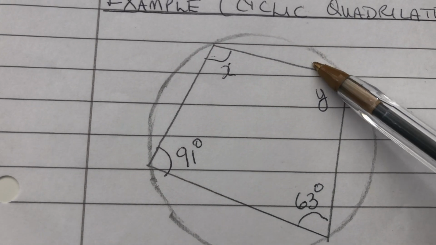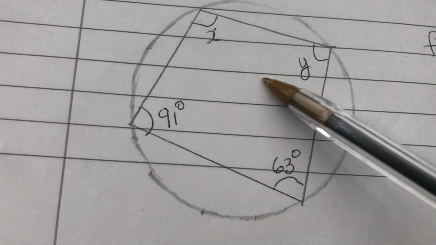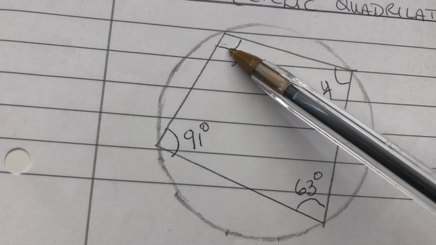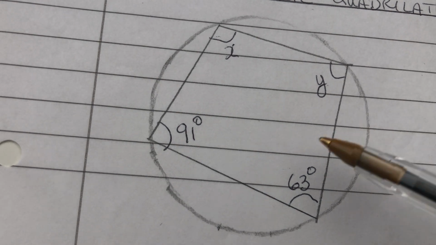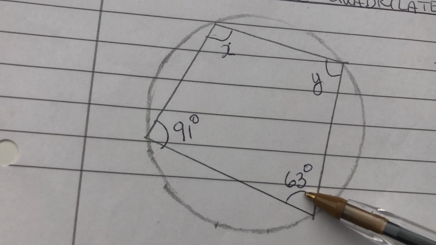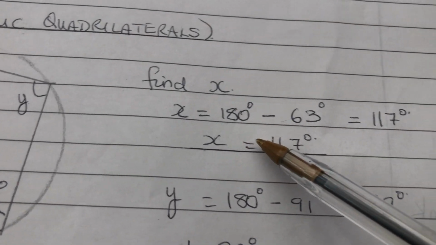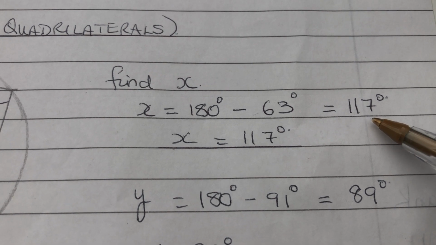The next one again, cyclic quadrilateral. Opposite angles add up to 180. So x plus 63 should be 180, or 180 minus 63 will give me x. So x, 180 minus 63, will give me 117.